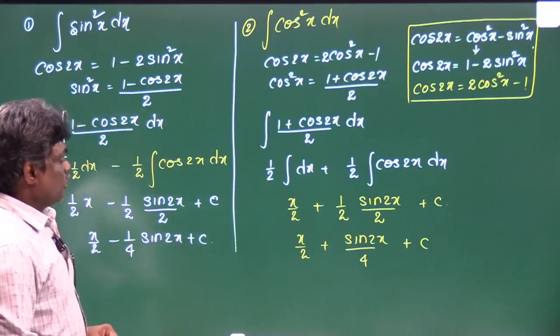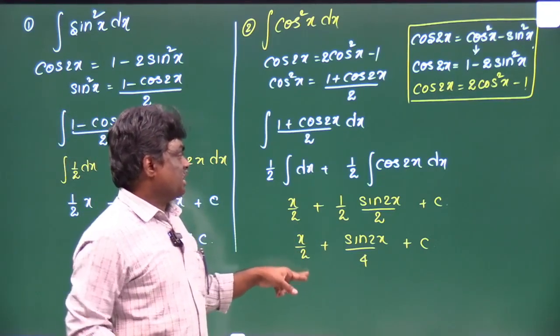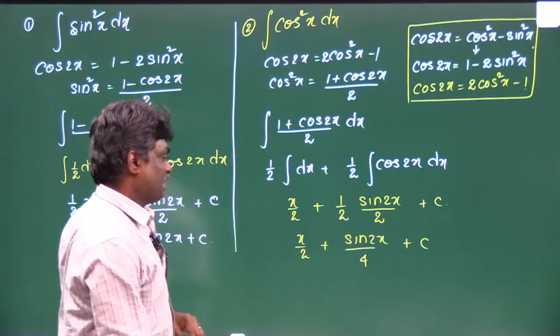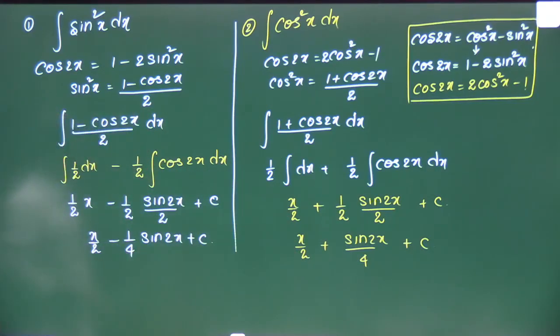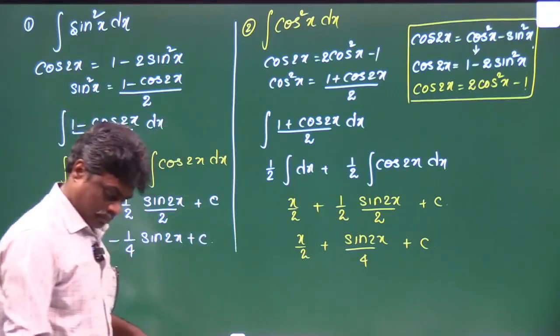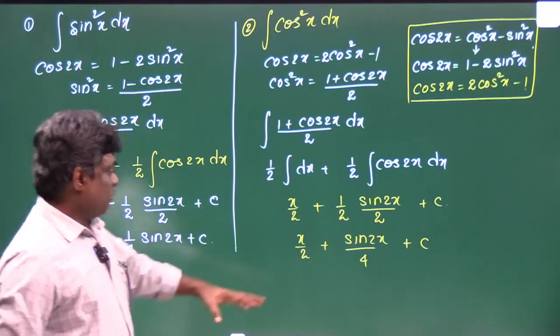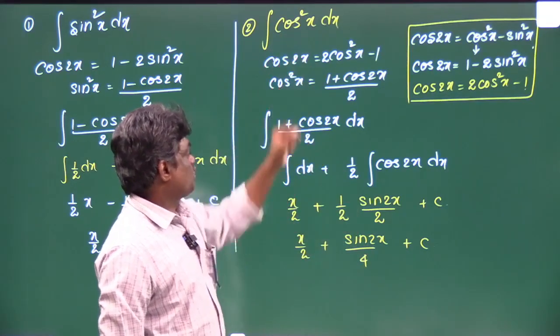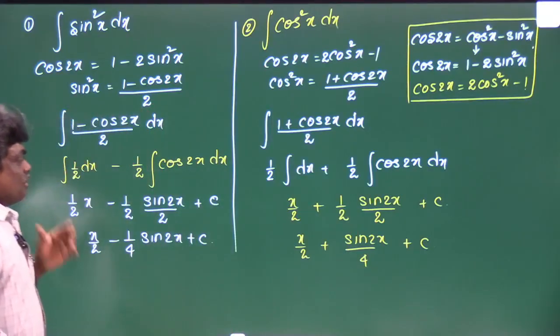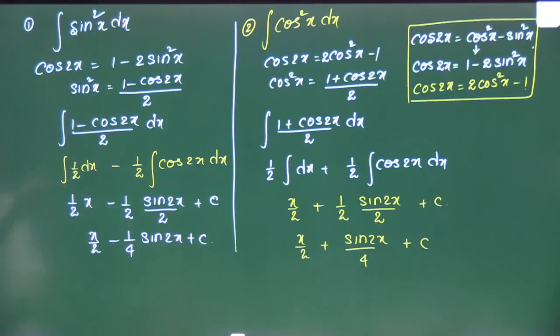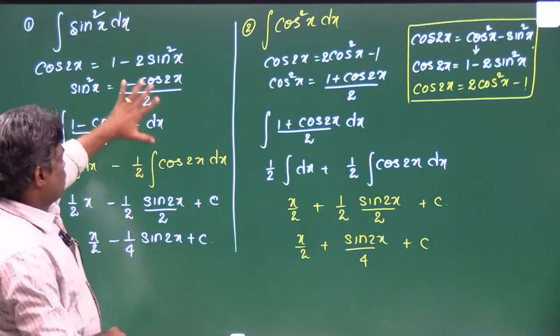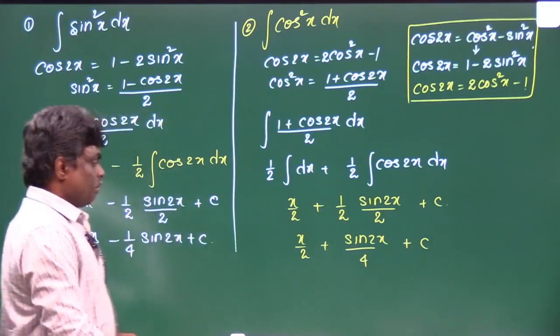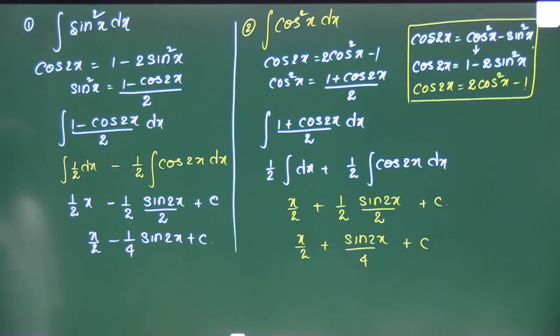If you have any confusion, differentiate this again, and you will get back to cos square x. If you differentiate this answer, you will get that function cos square x. I hope you understand. Okay. Let us take one more question. Please do it yourself. I have explained this, so try the second one yourself, and let us take the third one.